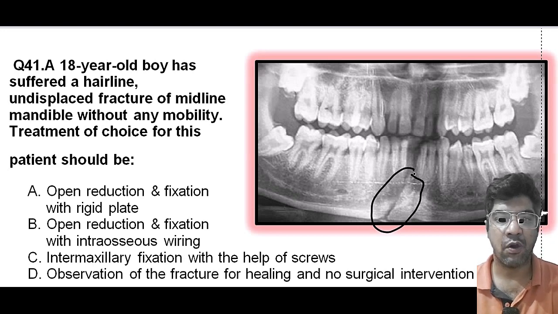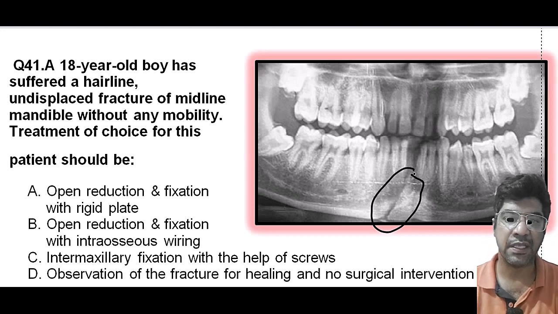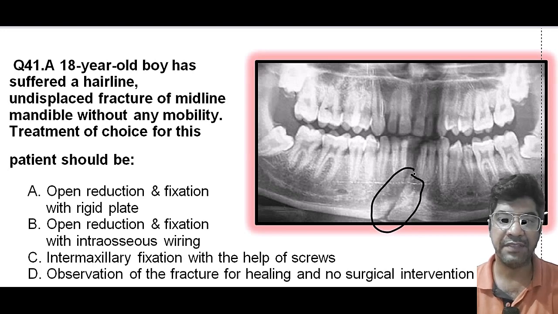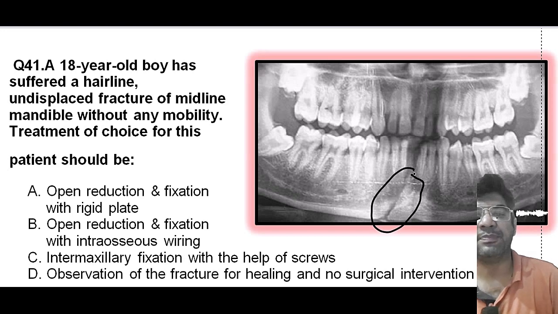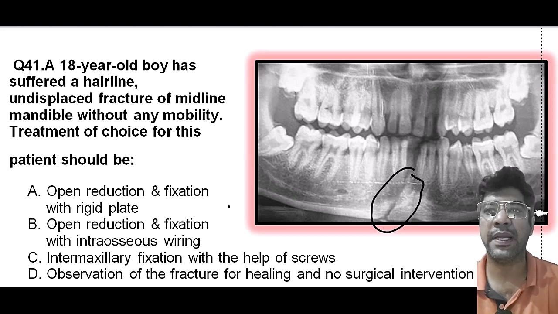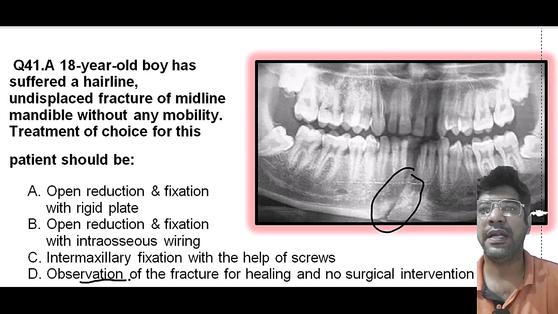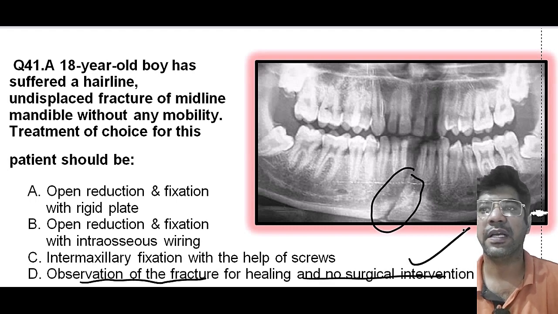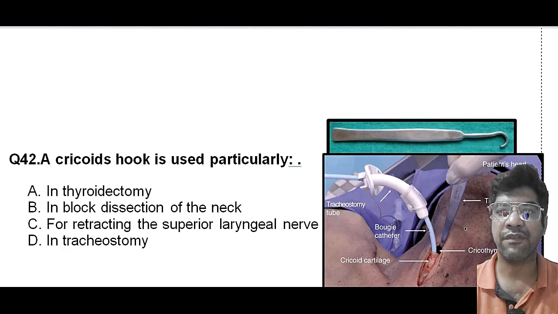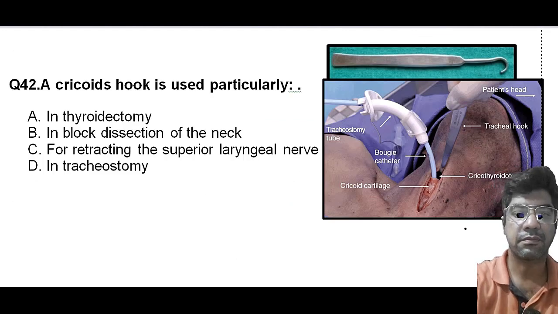Surgical intervention like open reduction and fixation with a rigid plate or wiring is typically reserved for cases with significant displacement, mobility or associated complications. So your answer is D. Observe for fracture healing and no surgical intervention. That is the correct answer of your choice.